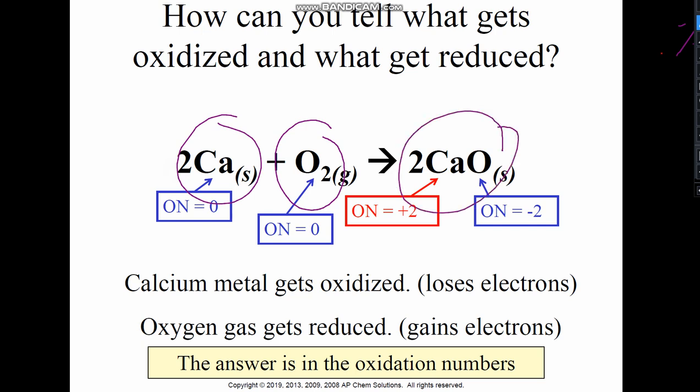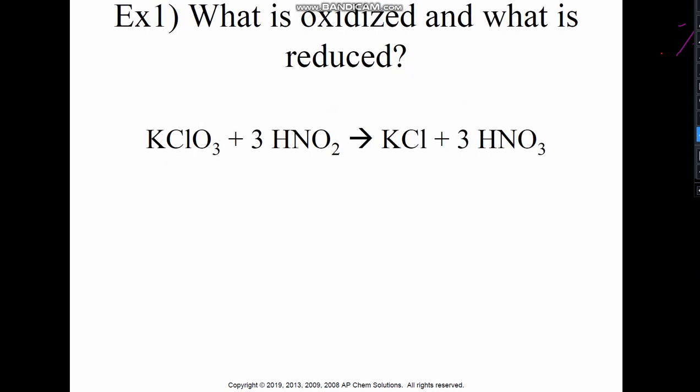So we have to look at this compound. We know that oxygen is always -2, and calcium is going to be +2 to offset that. So because oxygen gains electrons, it is going to be the one that is being reduced. Therefore, calcium is being oxidized. Take a second and take a look at this one.